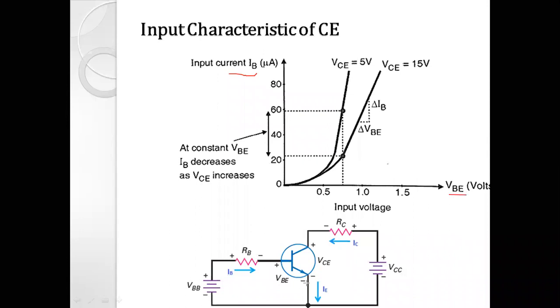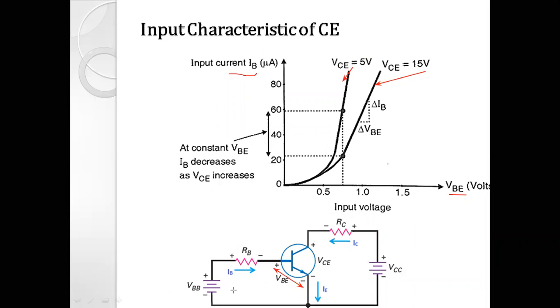Here we can see that once again this junction is in the forward bias condition. That means the base emitter junction is forward biased, so it behaves as a forward biased diode. So the input characteristic looks exactly like a forward biased diode characteristic, right? And here you see that two curves are shown. The first one is for VCE equal to 5 volt, and the second curve for VCE equal to 15 volt, right?